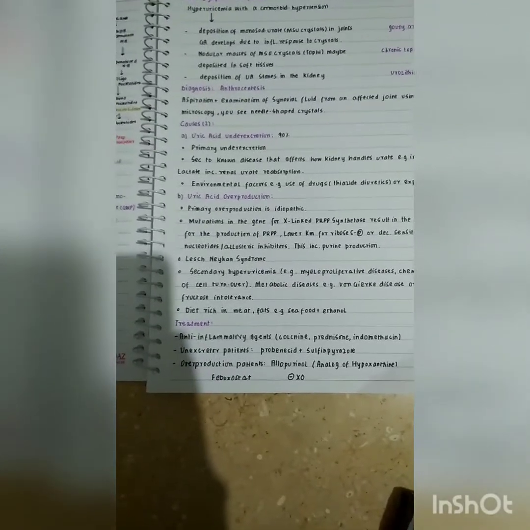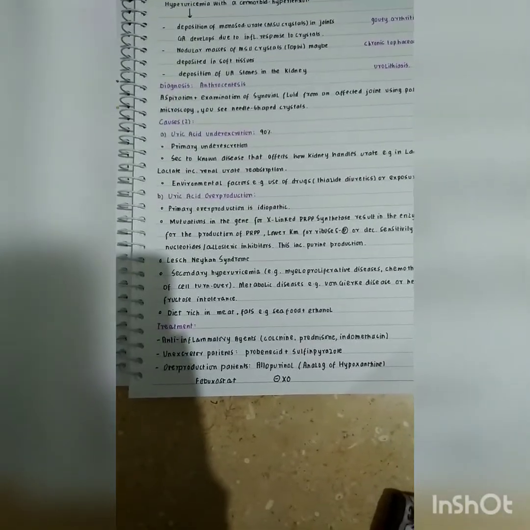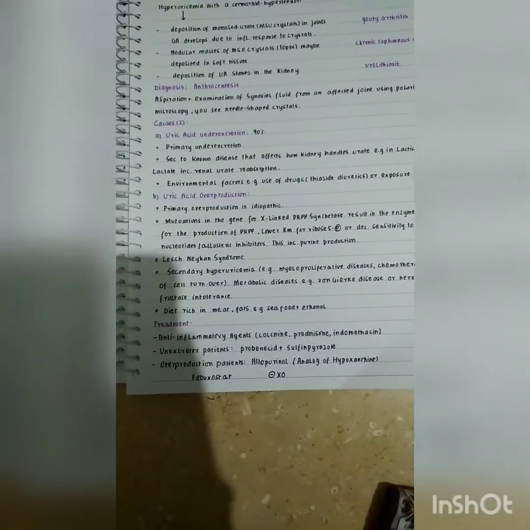Uric acid levels also rise because of a diet that is rich in meat and fats, for example in seafood, or it may be because of the excess use of ethanol.